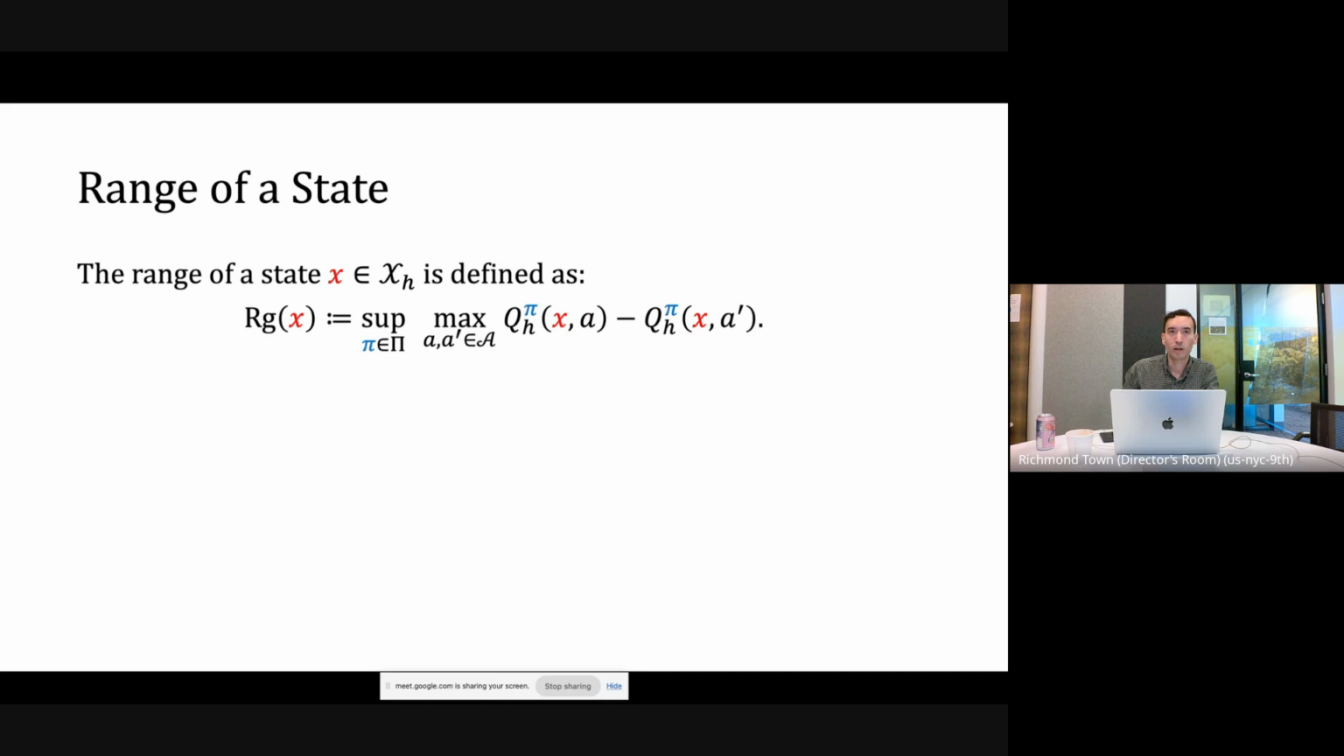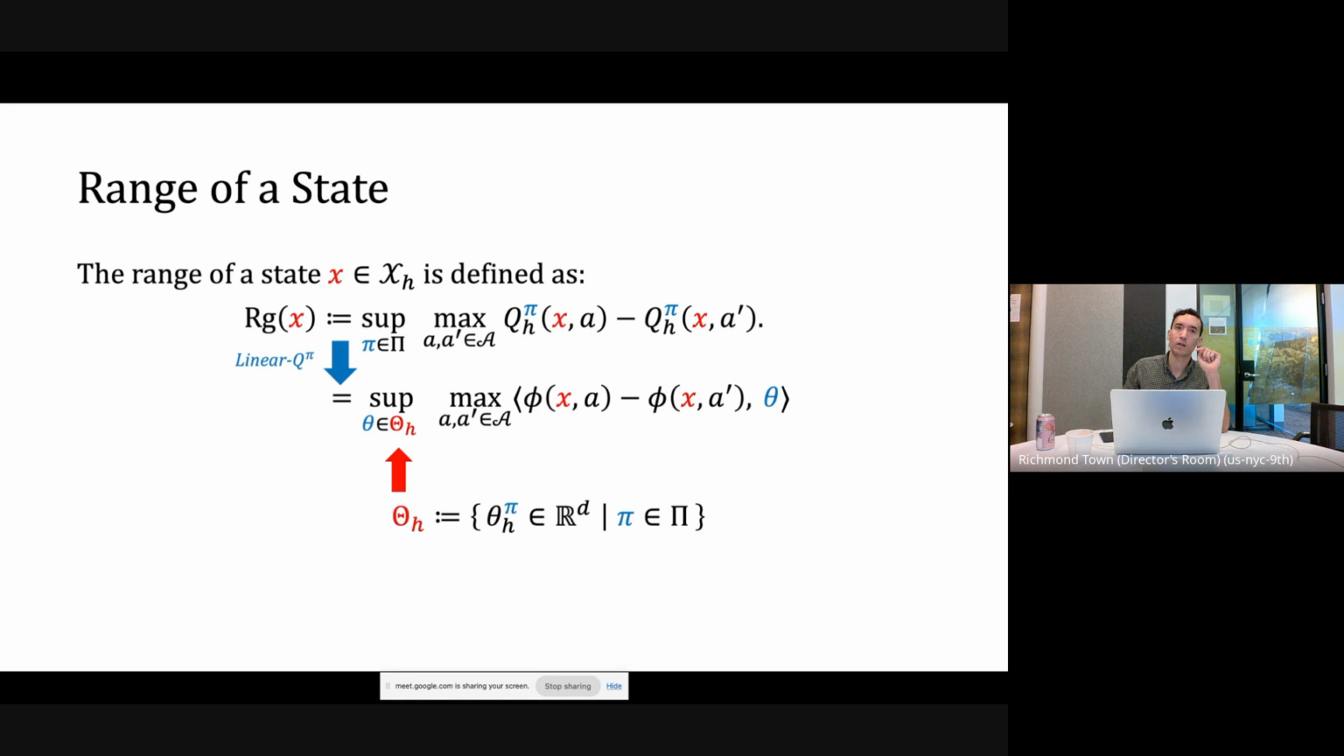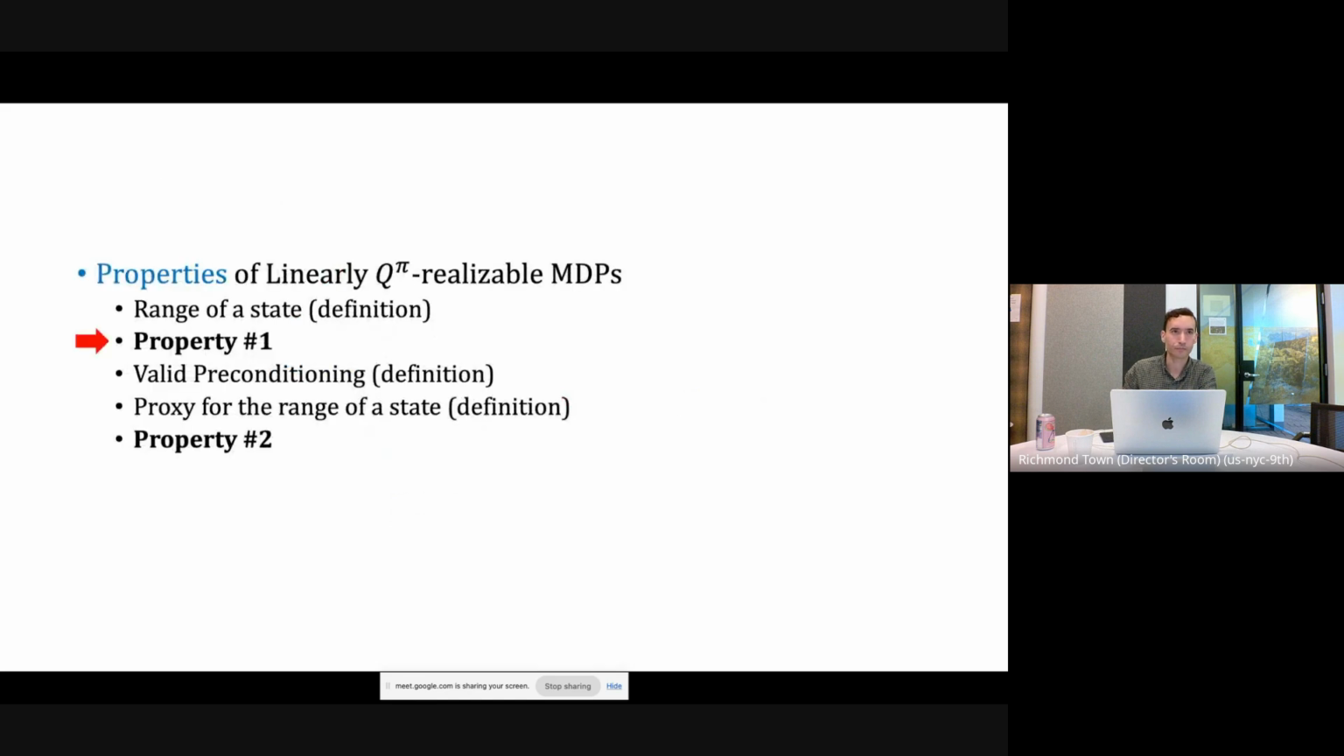So before I move on, we can write the range of states in a slightly different way that's going to be more useful downstream. Because we have this linear Q pi assumption, we can write the range of states by taking the supremum over this theta space. The theta space here is just the space of thetas as you vary pi. So theta pi is this parameter that's defined in the definition of a linear Q pi. Okay, so we have equality here, and this is going to be useful. Okay, so now we're ready to show this property number one.